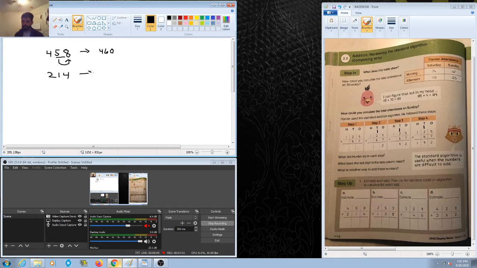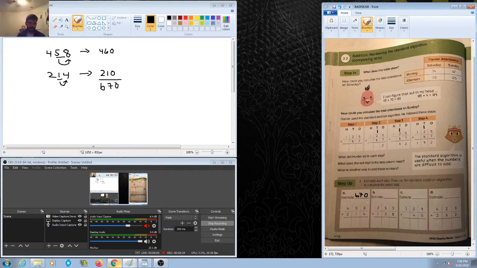And then 214, I look at that 1, look to the right, that's 4 or less, and we're going to round that down to 210 because that is 4 or less. So our estimation is going to be 0 plus 0 is 0, 6 plus 1 is 7, 4 plus 2 is 6. So our estimation is 670. But now we're going to use the standard algorithm to check how close our estimation is to the exact answer.